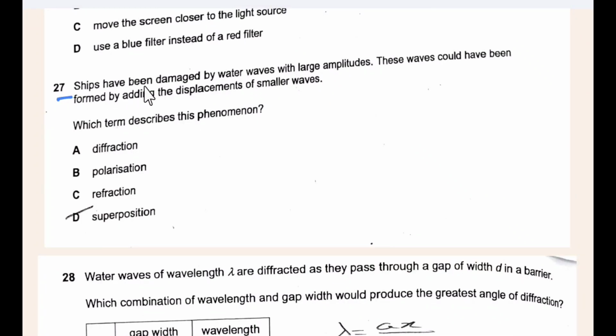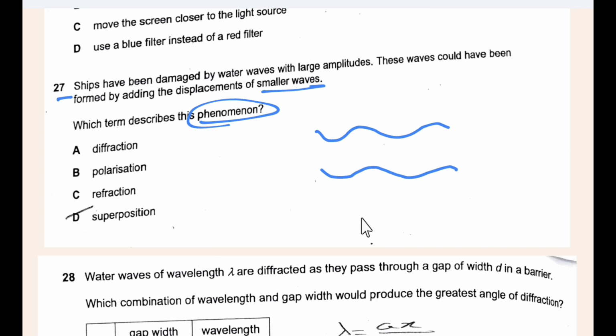Number 27. Ships have been damaged by water waves with large amplitudes. These waves could have been formed by adding the displacement of smaller waves. So which term best describes this phenomenon? Initially smaller waves would interfere constructively and form a larger wave. So this is basically superposition, because by the principle of superposition we know that the resultant displacement at any point is the sum of the individual displacements of the individual waves.